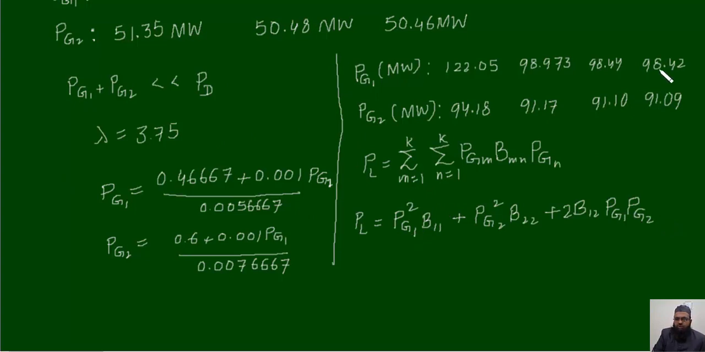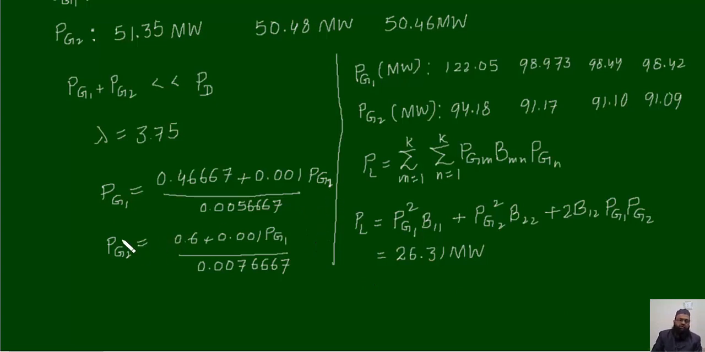So after substituting the values, we have Pg1 is equal to 98.42 and Pg2 is equal to 91.09. The values of loss coefficients B11, B22, B12 are given in the problem. So directly we can get the value as 26.31 megawatt. Just verify it yourself. Put the values and check.